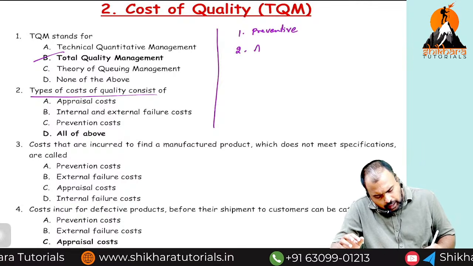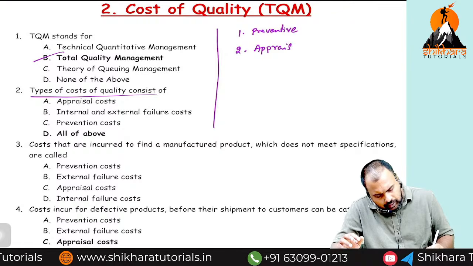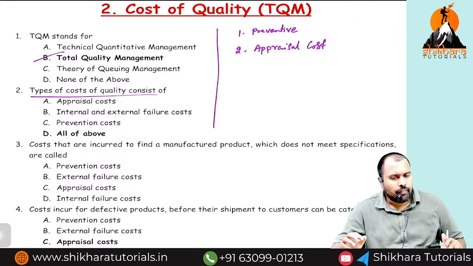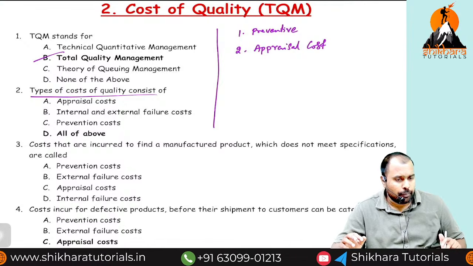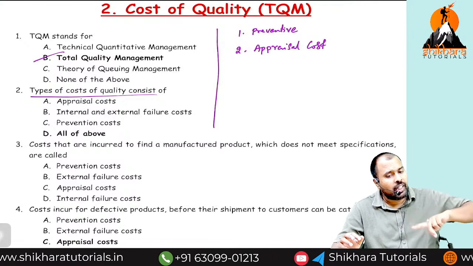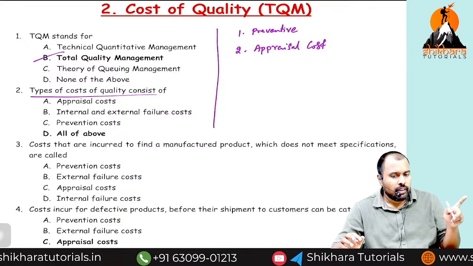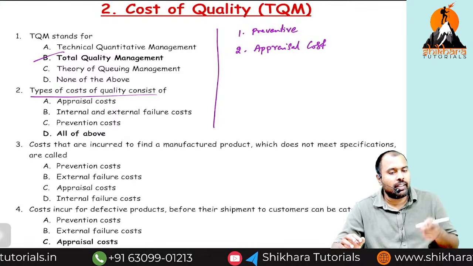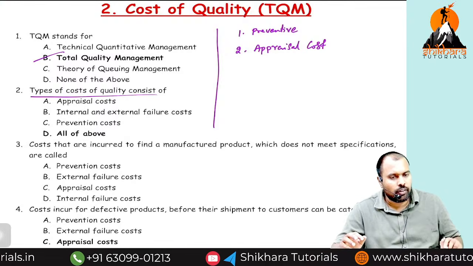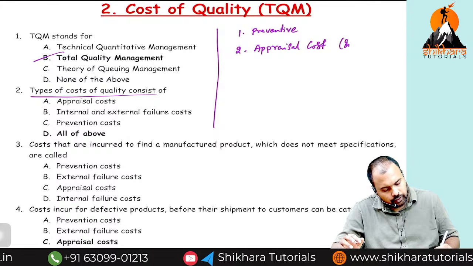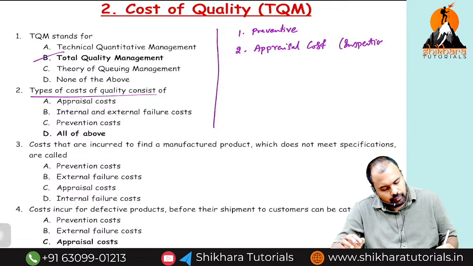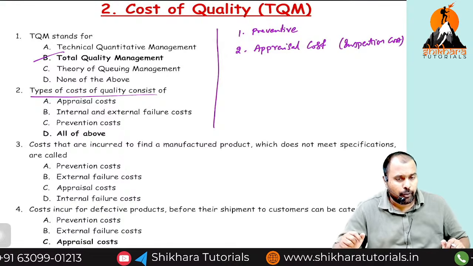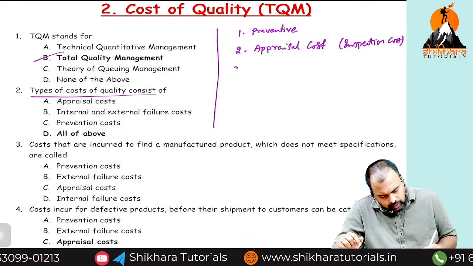Next one is appraisal cost. After manufacturing a product, before sending that product to the customer, whatever cost you incur to identify the defect is called appraisal cost. The example is inspection cost. Inspection cost is one of the examples. Identifying the defective products is called appraisal cost.